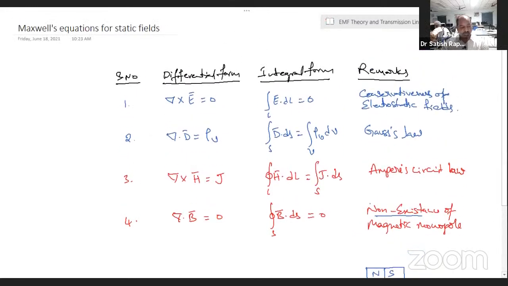So this is about Maxwell's equations for static fields. With this I will close the class, and we will continue in the next class.